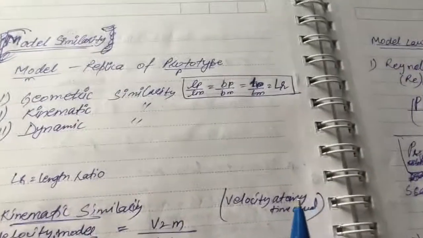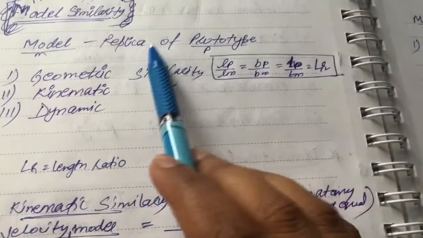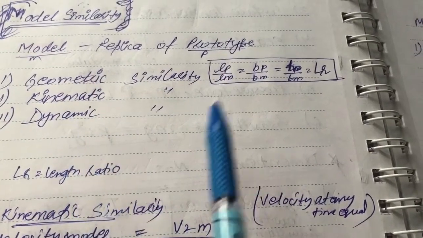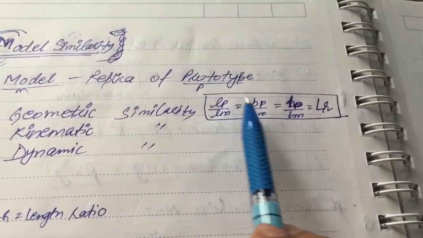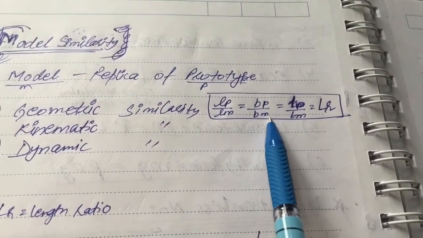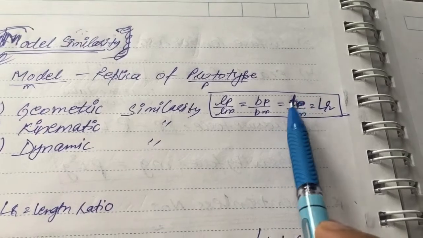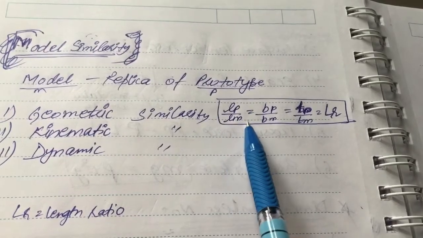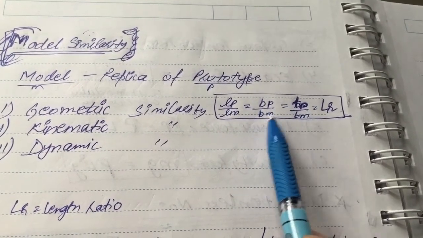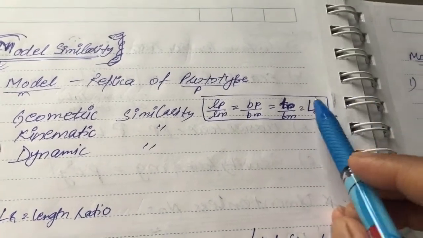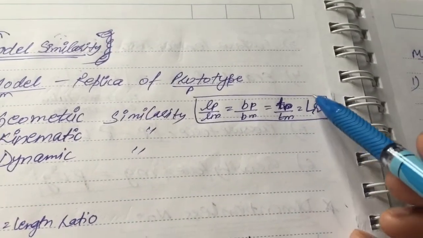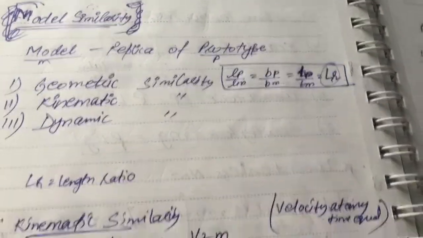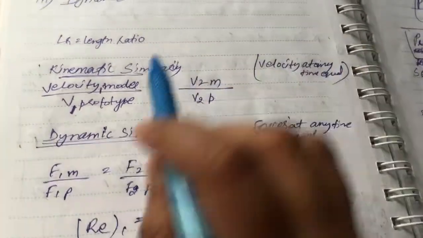Next we have model similarity. A model is basically a replica of the prototype, in which we have geometric, kinematic and dynamic similarities. In geometric similarity, we have LP by LM is equal to BP by BM, which is equal to LR. This is length of prototype by length of model, breadth of prototype by breadth of model, and LR is the geometric similarity relation or length ratio.